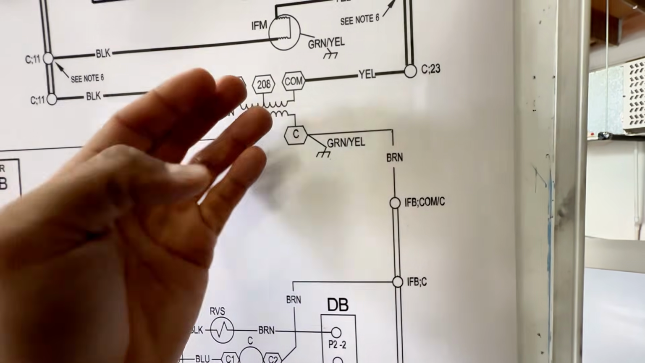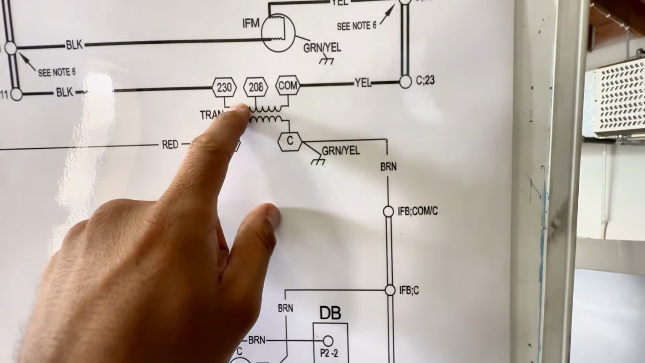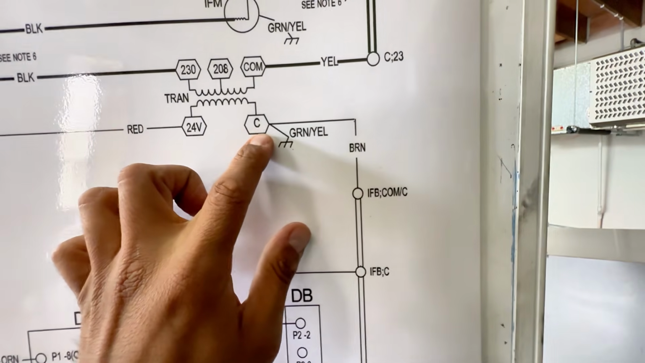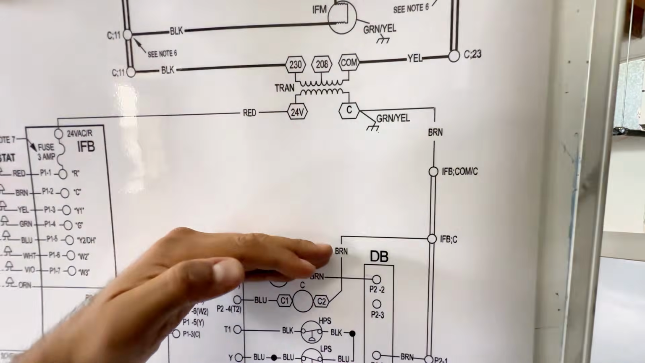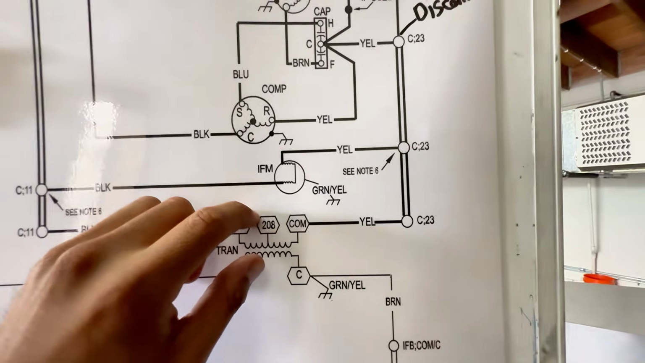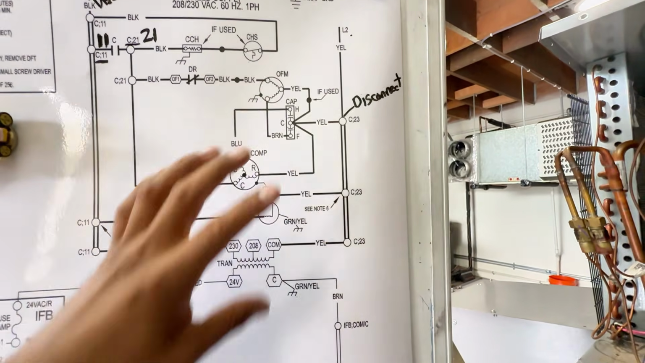It will tell you which one is your high voltage. Right on top, you see 230, 208. That's your high voltage up there. And on the bottom, you have your common and your 24 volts. This is your low voltage. So your low voltage is like your thermostat, right? Your high voltage is your indoor fan motor, your compressor, your condenser fan motor.